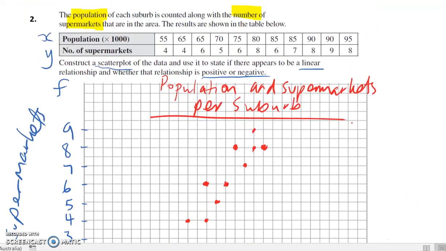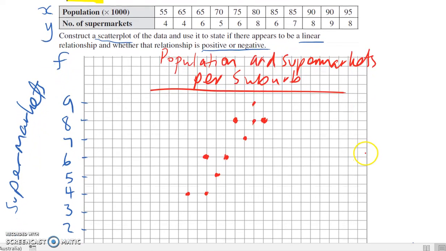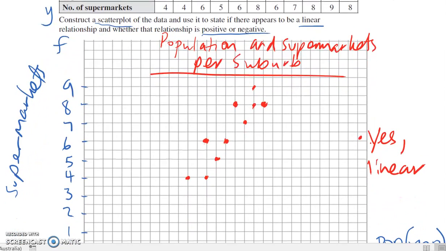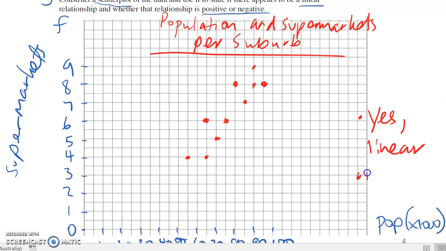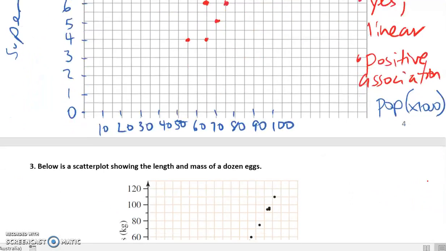And now I want to have a think about what it's showing. Okay, so I want to think about, is it linear? So I would say yes, it's linear. And then I want to think about, is the relationship positive or negative? Clearly it's leaning to the right, so it's a positive association. Or a positive relationship, and I'd probably say it's a moderate one, but they didn't ask for that, okay?